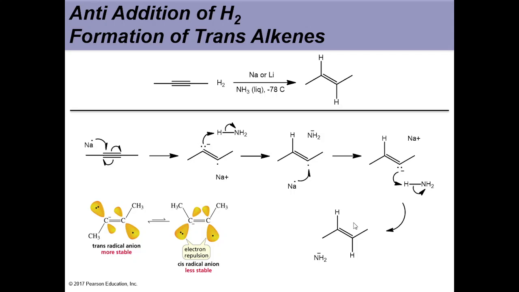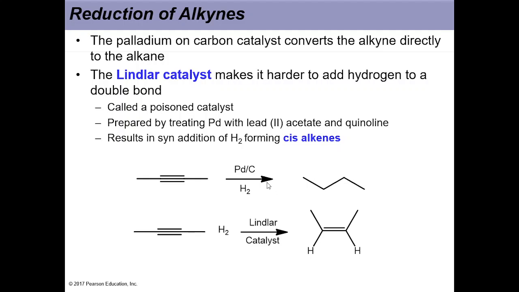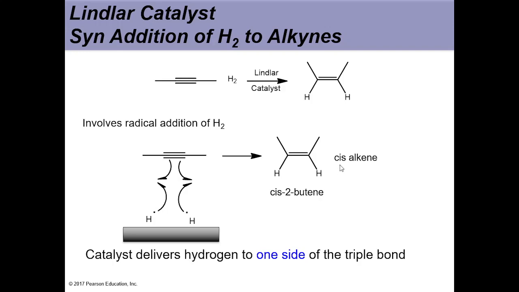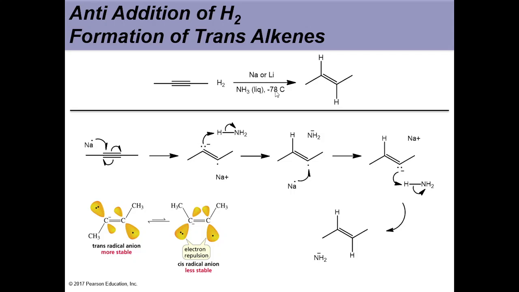Now, to summarize what we did, the palladium carbon catalyst gives you the complete addition product, which gives you single bonds, where there's no difference between cis and trans. Lindlar's catalyst and sodium or lithium in liquid ammonia give you alkene products, whereas Lindlar's gives you the cis alkene product, and sodium or lithium in ammonia gives you the trans product. Let's take a look at a few examples here.